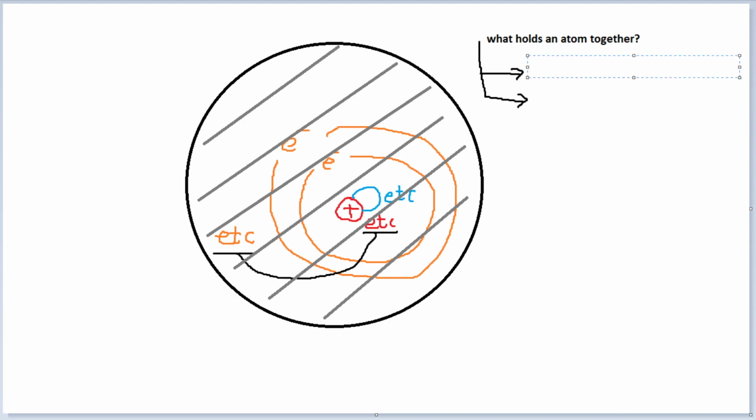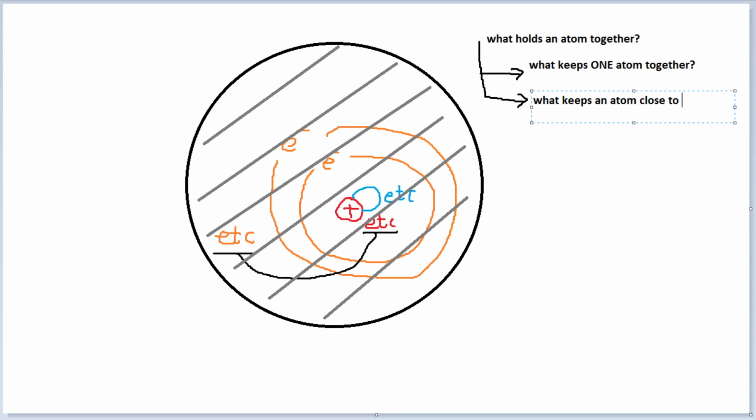You're either saying, one interpretation is, what keeps one atom together? So you have one atom, it's not falling apart, it's staying together as a single atom. What's keeping it like that? That's the one interpretation. The other interpretation of this question is, what keeps an atom close to another atom? I hope you can see these are both valid interpretations.